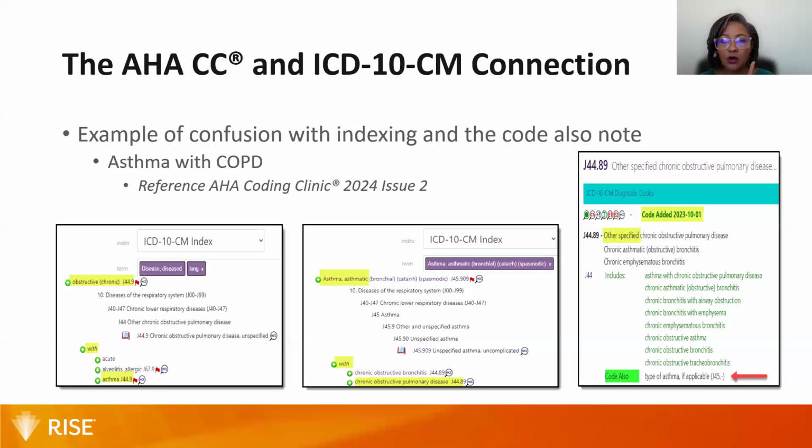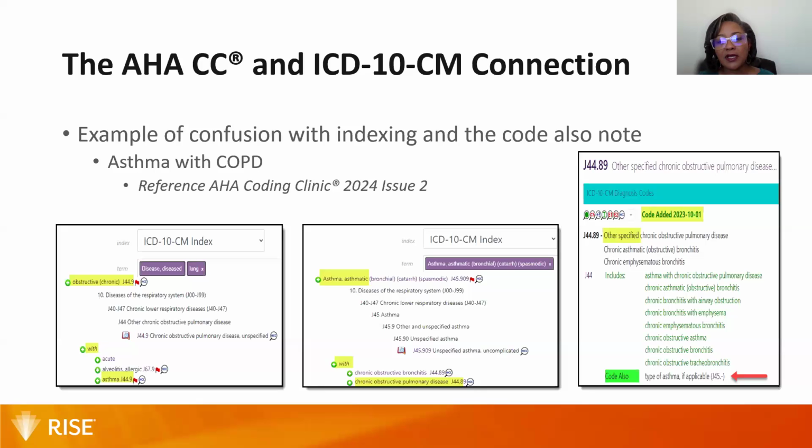Now let's talk about one way you can kind of tell the difference. You'll notice that you have J44.89 says other specified COPD. So that other specified is going to be that asthma, the unspecified asthma. That's all you would code is J44.89.